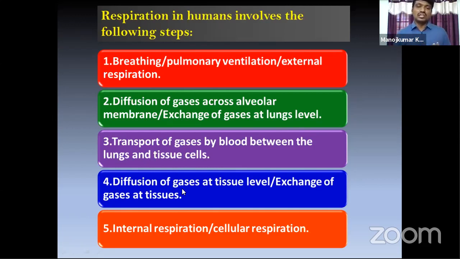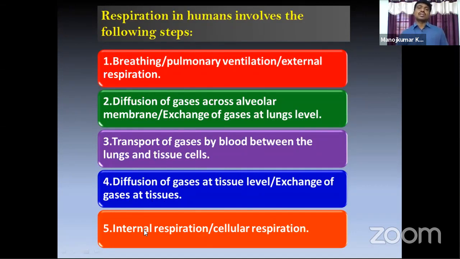And the fourth step is diffusion of gases, diffusion of gases 2, because we have already come across diffusion of gases 1, which occurs inside the lungs. This second diffusion occurs at the tissue level. Once the blood carries the oxygen towards the tissues, between the cells and the blood, one more diffusion takes place. This is diffusion of gases at tissue level, the mutual exchange of gases. The oxygen from blood enters the tissues or cells, and from cells the carbon dioxide enters the bloodstream.